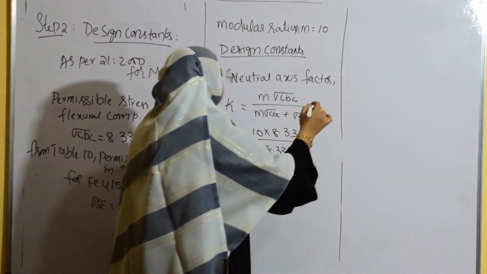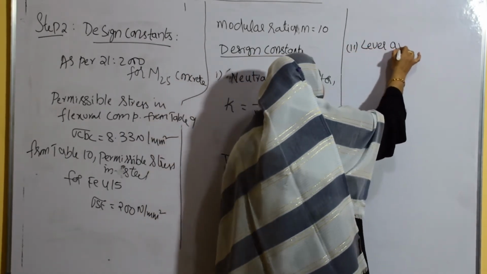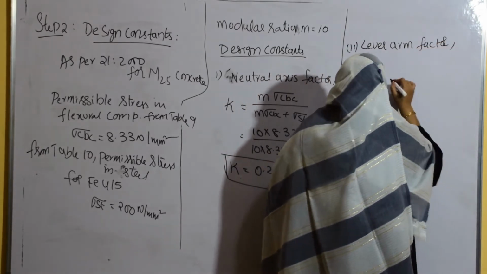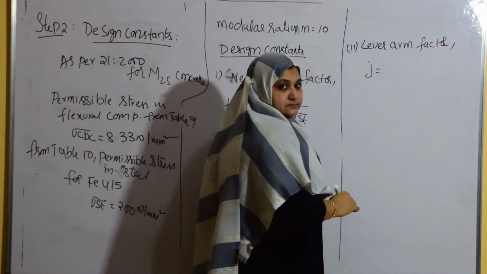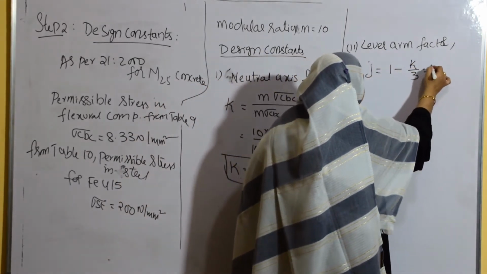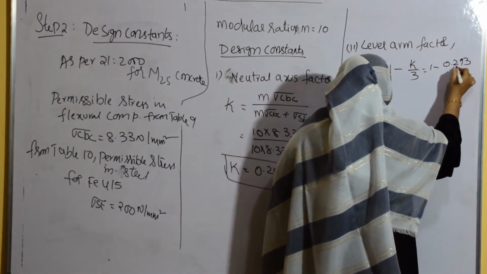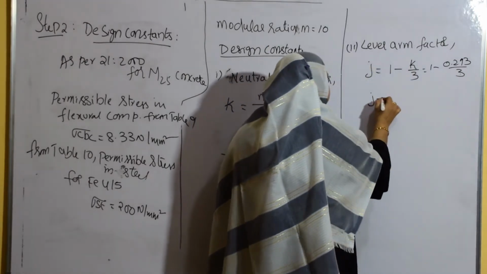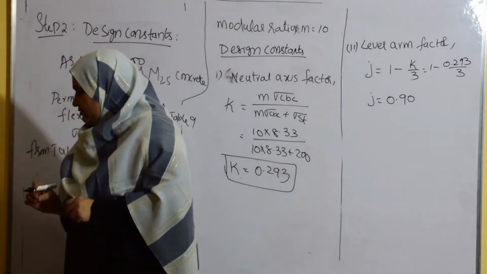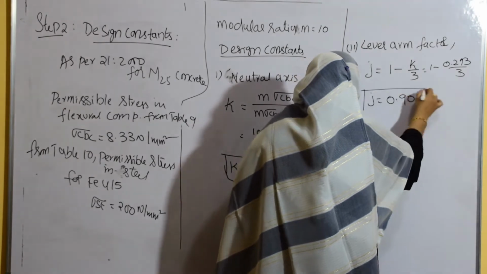Now the second design constant is the lever arm factor. It is represented by the letter J. The formula for this is 1 minus K by 3. You have the value of K, just now calculated as 0.293, divided by 3. So it comes out to be 0.902. So this is another factor.